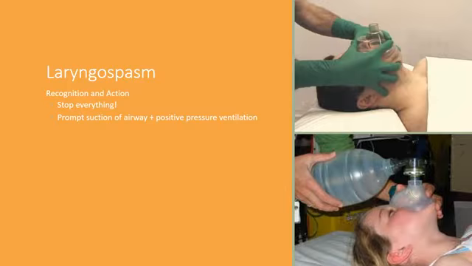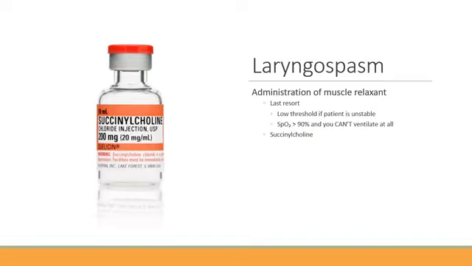In terms of action, the first thing we're going to do is stop everything. We're going to promptly suction out the airway, clean the airway, and make sure we remove any gauze, any throat packs, any fluid debris, any solid debris, of course. And then we're going to provide positive pressure ventilation. Most of the time, positive pressure ventilation will effectively manage the laryngospasm. It may take a little bit or several tries, but most of the time it does the trick. If it doesn't, though, we'll move on to other means.